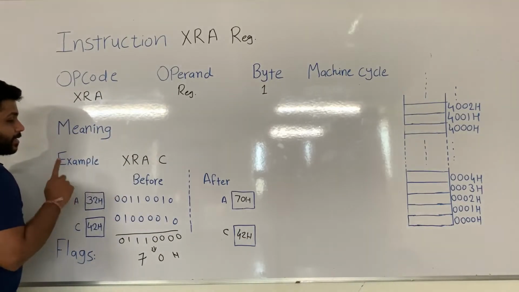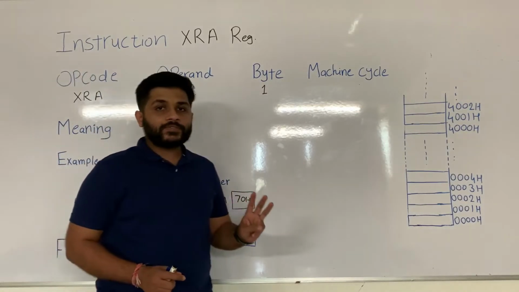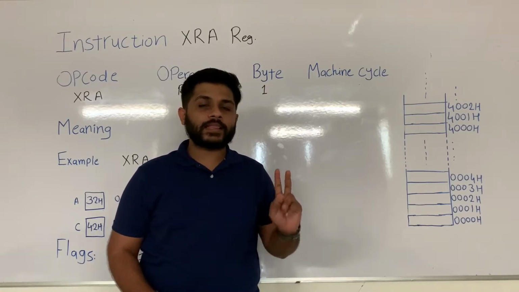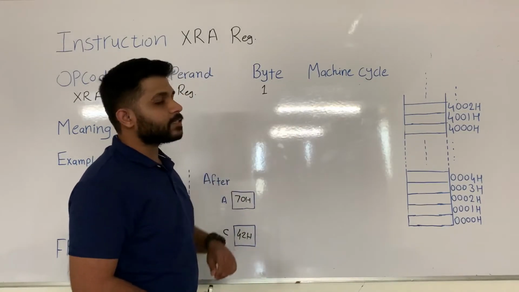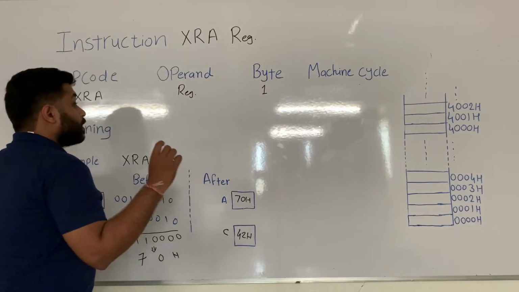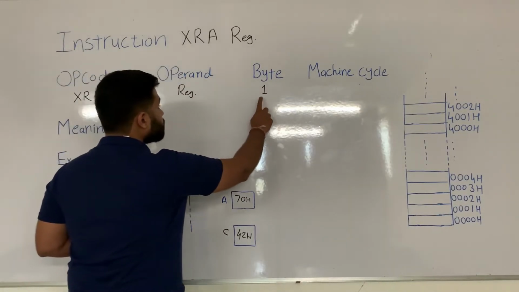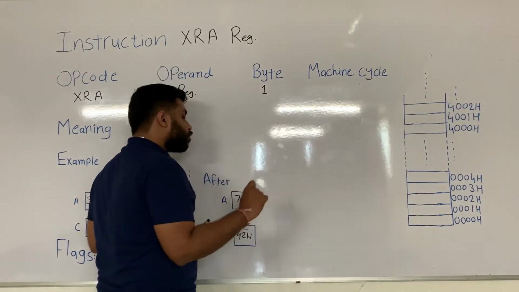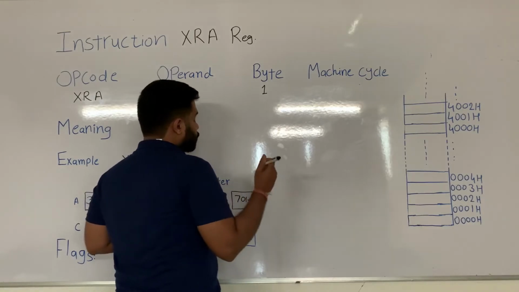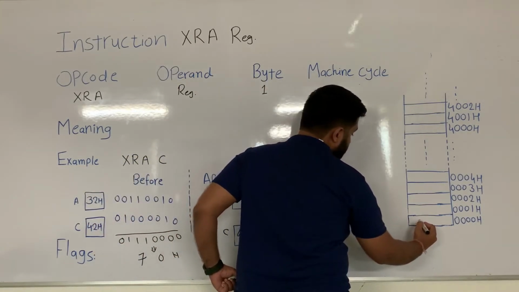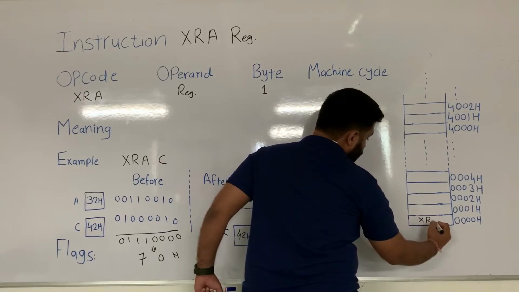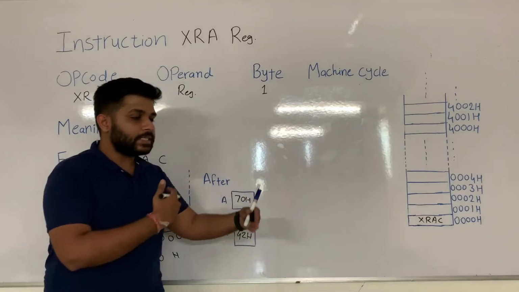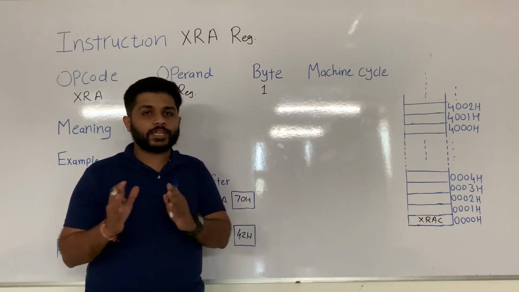Because this instruction is a logical instruction, 3 flags will be affected according to the result, and these flags are the sign flag, parity flag and the zero flag. Now let's discuss the machine cycle. Now we know that this instruction is of only one byte. It means when we give this instruction to the memory, it will occupy only one memory location. So suppose the example is XRA C, and when it is given to the memory, it will occupy only one memory location.